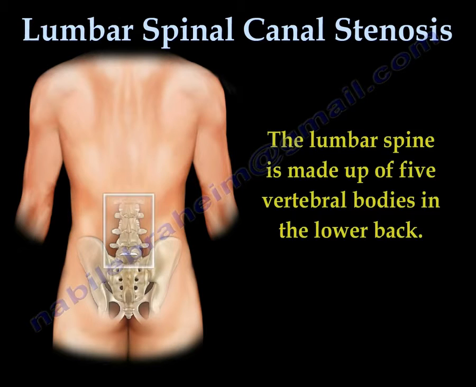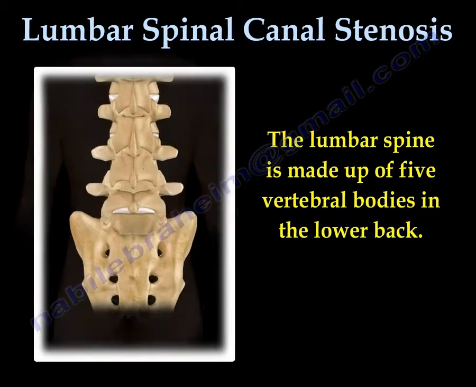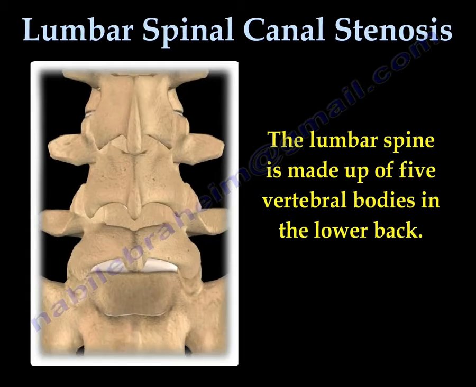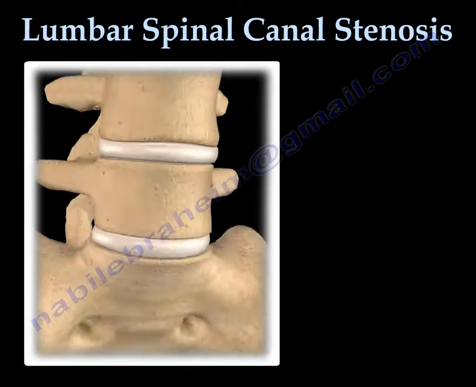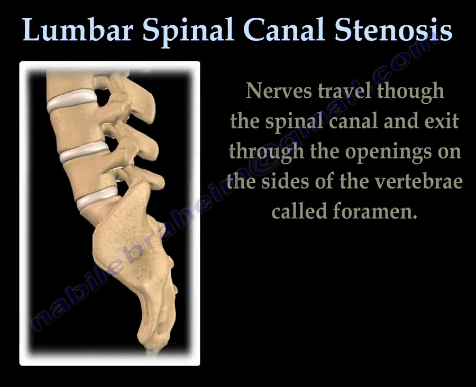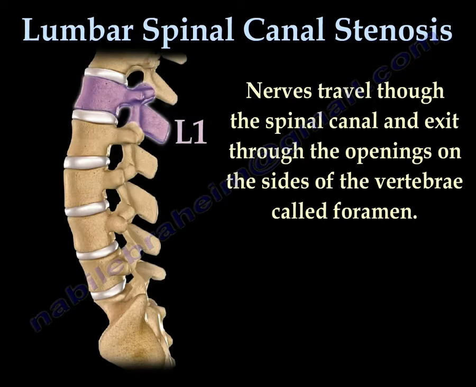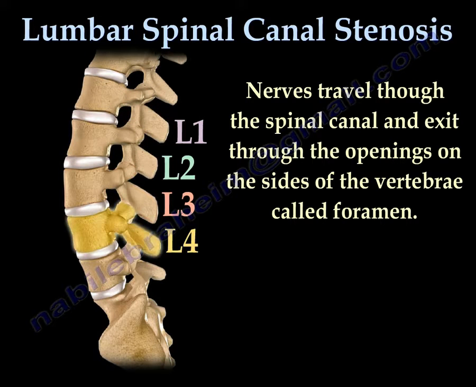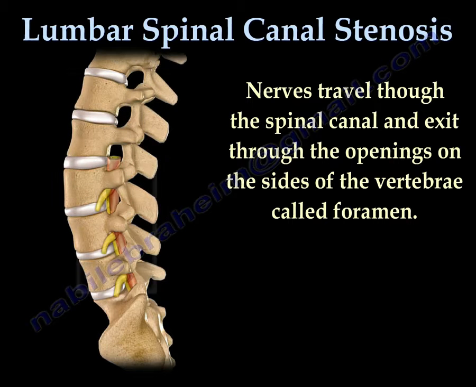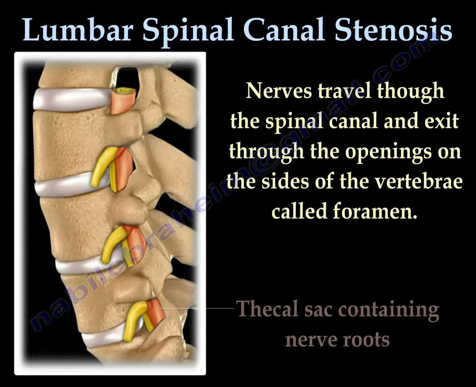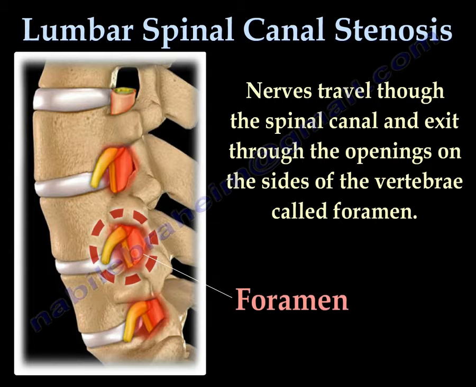Lumbar spinal canal stenosis. The lumbar spine is made up of 5 vertebral bodies in the lower back. Nerves travel through the spinal canal and exit through the openings on the sides of the vertebrae called the foramen. Here you can see the thecal sac containing the nerve roots and the nerve root going through the foramen.